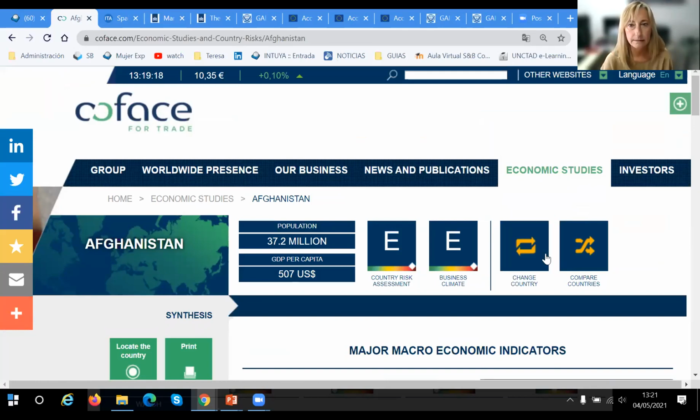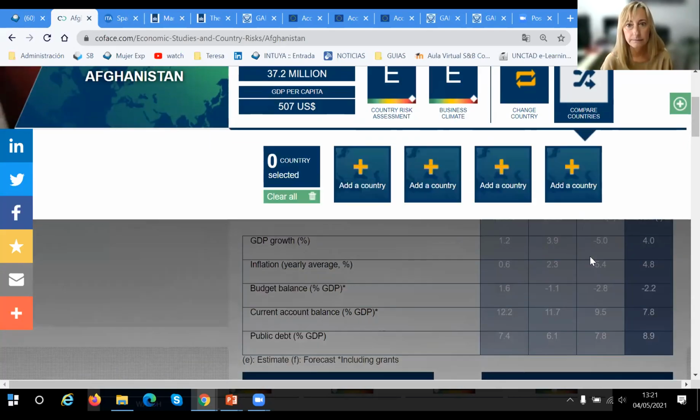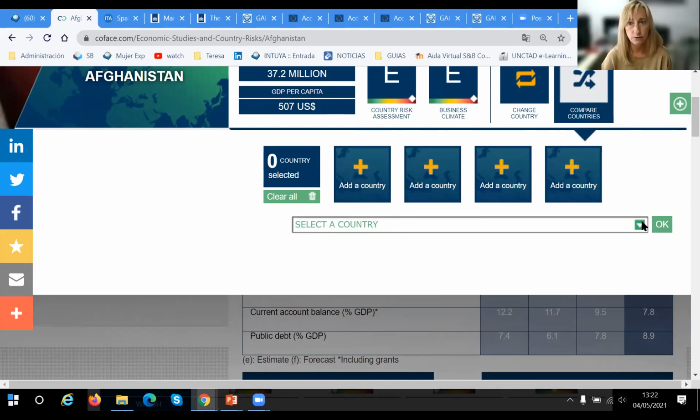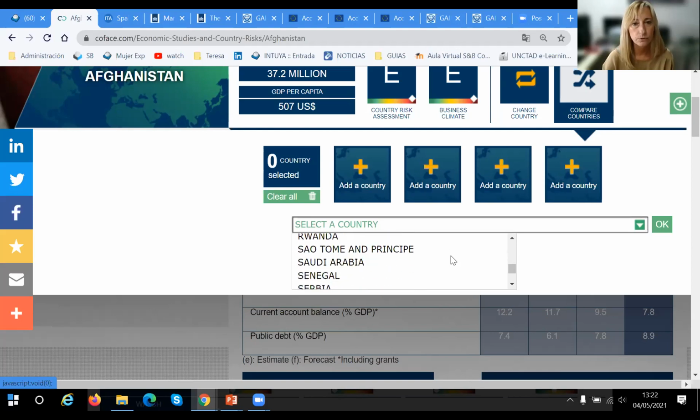Change the country. Well, I don't know why it's not working as I do normally. And there it goes. So you have to press compare countries and go inside. It's coface.com. You go inside the main web page, you search for a country, any country, you go inside and you start comparing countries. You press the cross and you say, for example, we want to compare United Kingdom. Then we go to the United Kingdom.